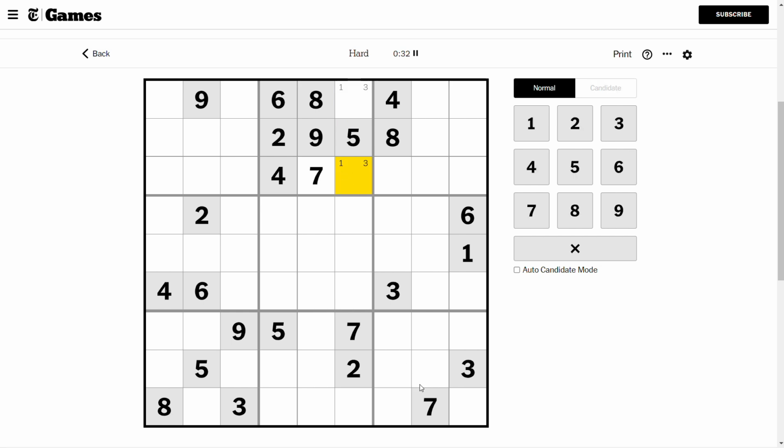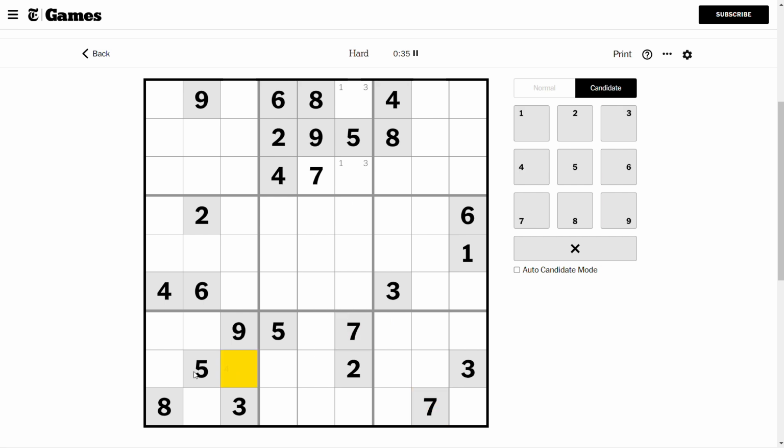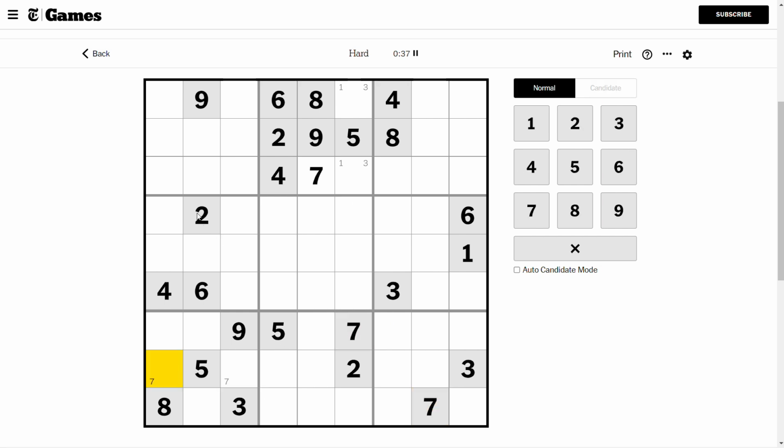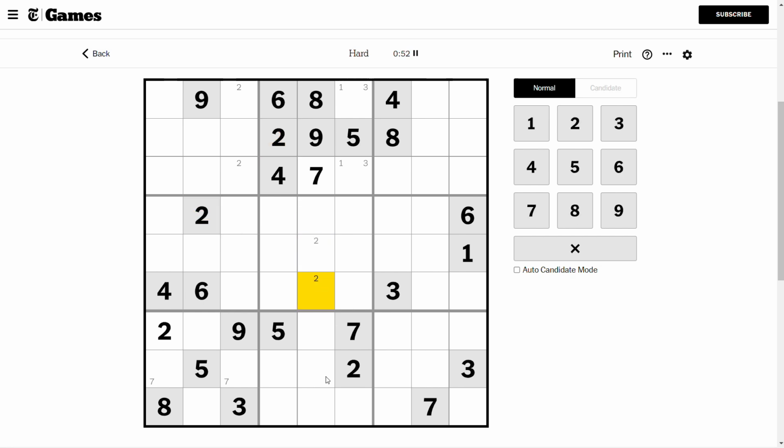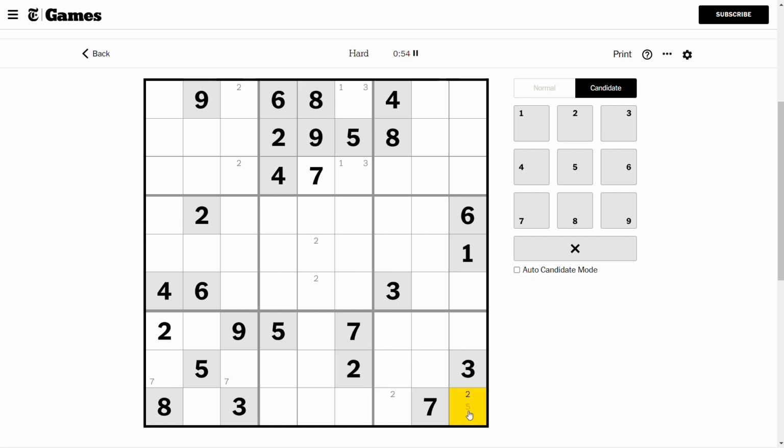Alright, talking about 7s, I see that these 7s point left. This 2 points down and this 2 points left. So in block 7, the digit 2 is forced into this cell. These 2's point up and this cell sees another 2. These 2's force the digit 2 into one of these 2 cells in block 5. These 2's point right.